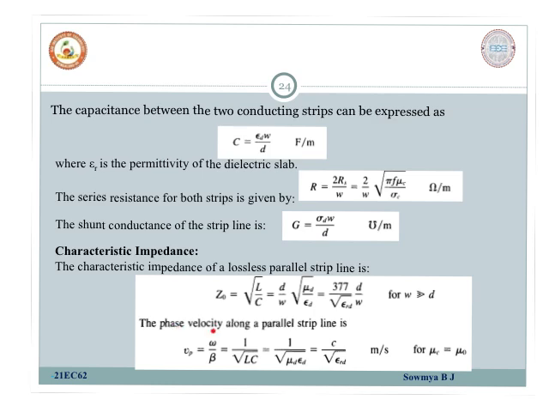Now, the phase velocity along a parallel strip line is Vp is equal to omega by beta. We have already learnt about this. We know the phase velocity for the transmission line is given by Vp, that is omega by beta. The same we are applying for the parallel strip line, that is equal to 1 by root of LC. After doing the substitution for L and C, we get the expression as c by square root of epsilon Rd meter per second, where mu c is equal to mu naught.